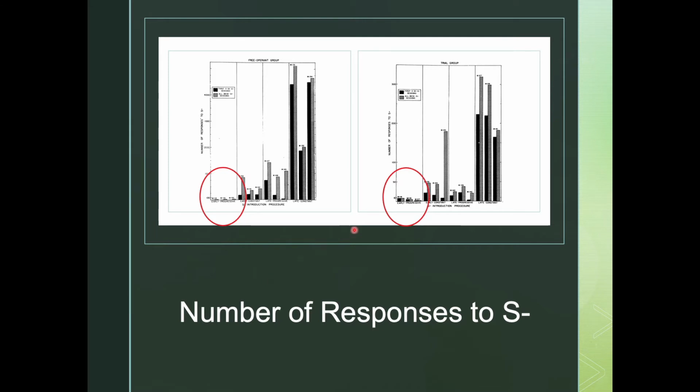And here are the results. So these results are maybe a little difficult to see, but they're measuring the number of responses to the S minus. And I'm even having a hard time here. Let me switch to the article.